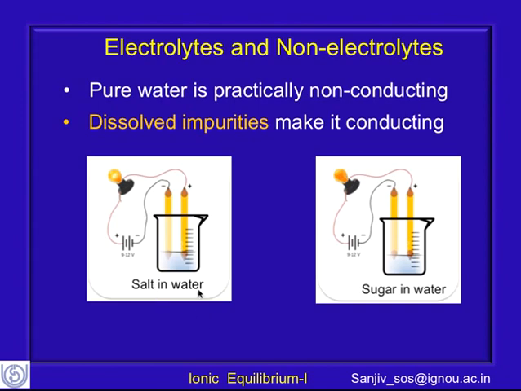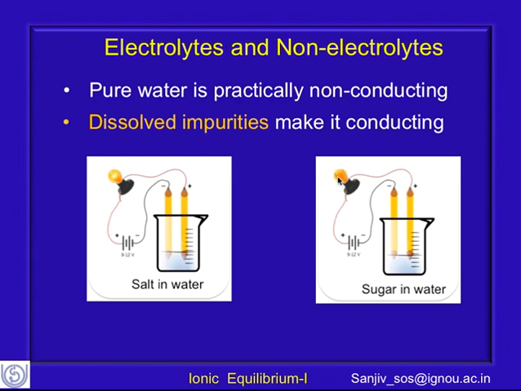One, I've taken salt in water. There's an aqueous solution of salt, say sodium chloride in water, and in the other case I've taken sugar in water, and in both cases I've put a device to measure the electrical conductivity. That means just to see whether the system is conducting or not. Essentially there are two electrodes, connected through a battery and a bulb. Now what we find is that in the case of salt in water, the bulb is glowing, whereas in the case of sugar in water, the bulb doesn't glow.